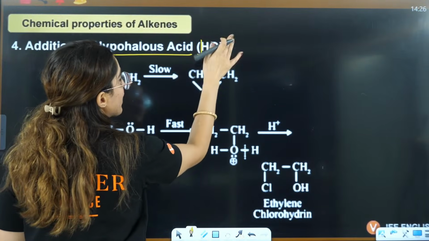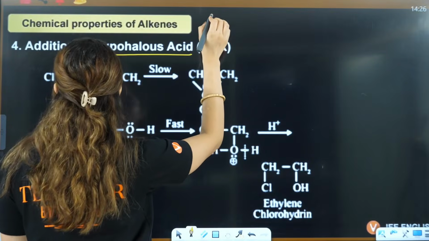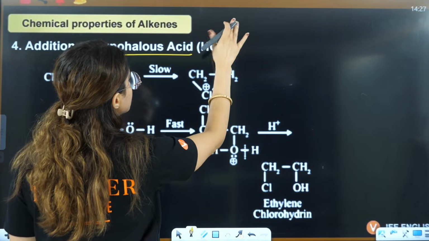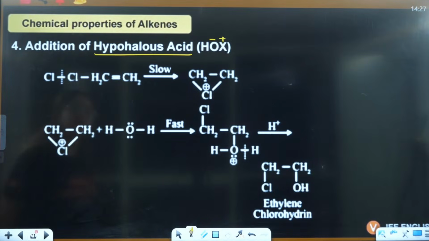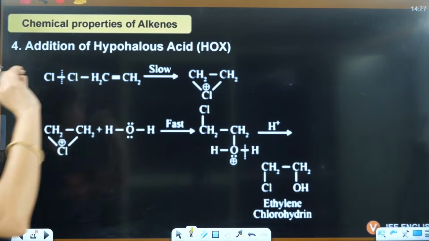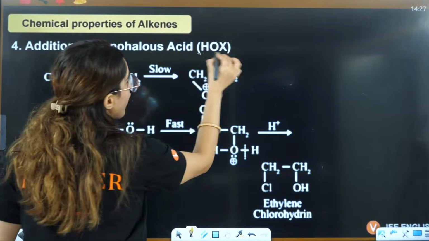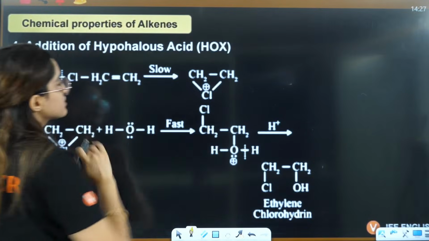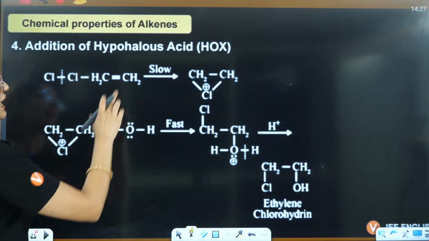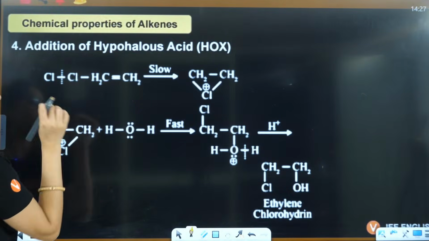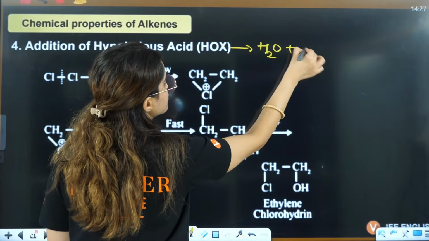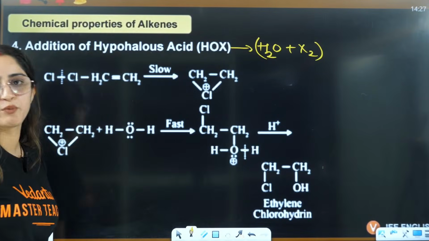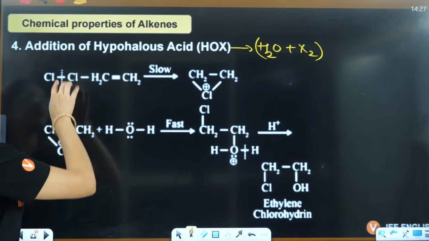Hypohalous acid is HOX. This will be positive, this will be negative. So here what will happen, let's talk about that. In case of hypohalous acid, that is HOX, what is going to happen? Firstly, guys, in the slow process, hypohalous acid means simply water and X2. This forms hypohalous acid. So in reality, what is happening?